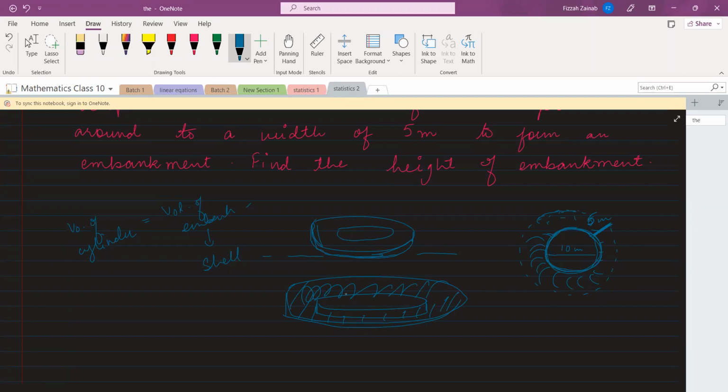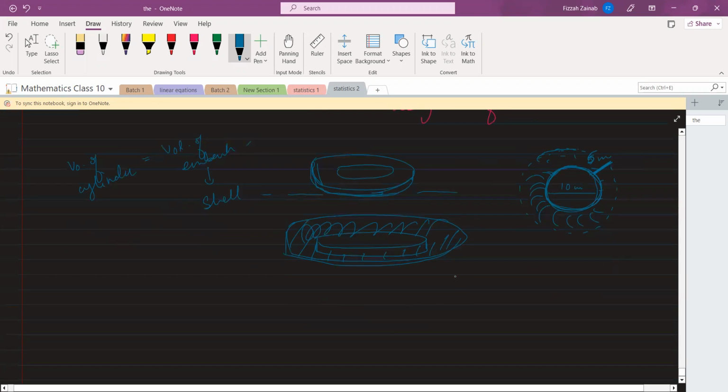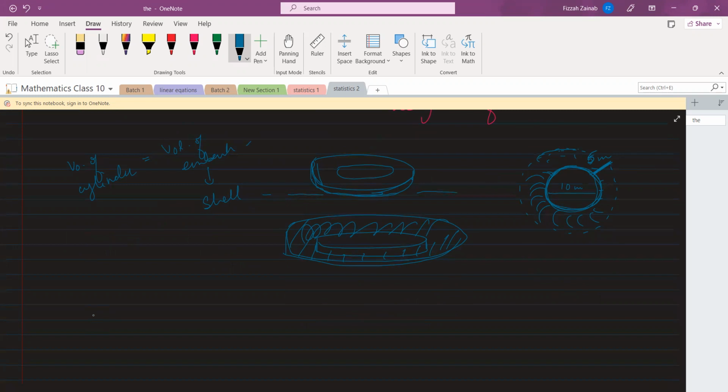Yeah, ma'am. Okay. So how can you write it down? So volume of earth dug out, or taken out, is actually equal to the volume of embankment in this question. Clear?